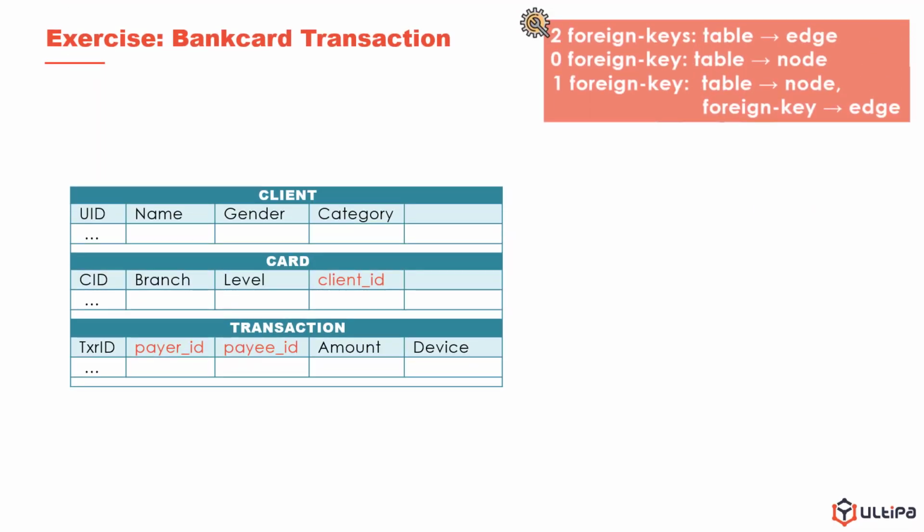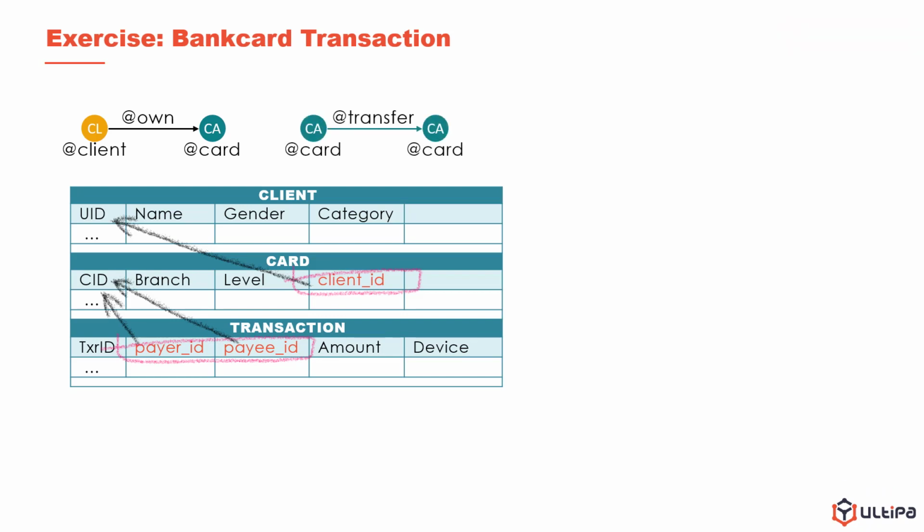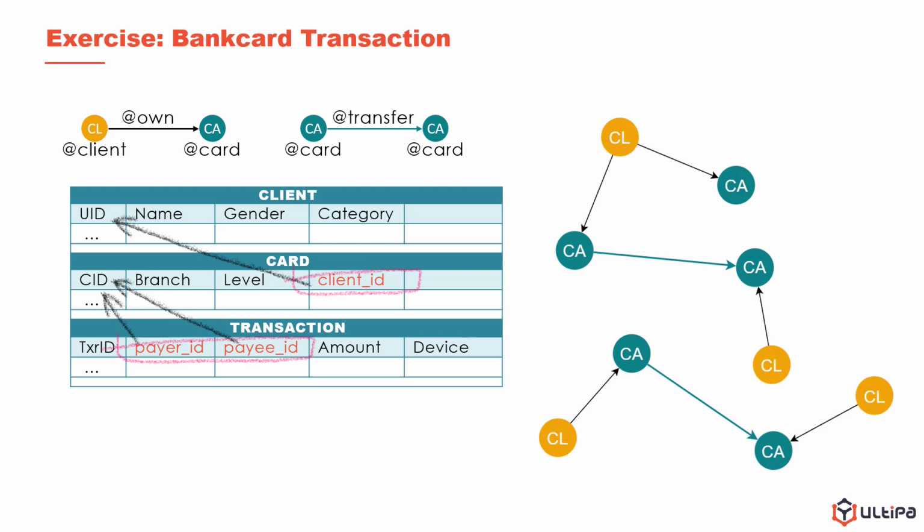These are tables of a Bankcard transaction scenario. The client table has no foreign key, so client is node. The card table has one foreign key referring to the client table, so card is node. And there's edge pointing from client to card. The transaction table has two foreign keys, both referring to the card table, so transaction is edge pointing between cards. Here's what the records look like in a graph.